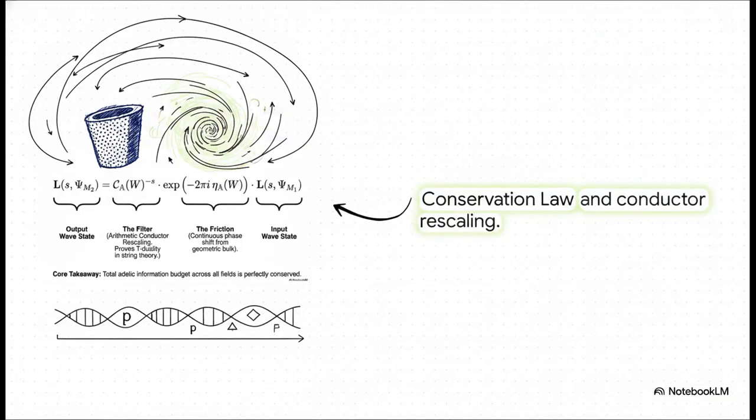Let's actually hold on to this equation for a second, because it is just beautiful to unpack. This is the functional factorization identity. The output wave state on the left equals the input wave state on the right, but it's heavily modified by the bulk spacetime in between. The bulk acts as a filter through the arithmetic conductor rescaling, and it applies friction via a continuous phase shift. This brilliantly illustrates something profound. The arithmetic conductor rescaling elegantly proves T-duality in string theory. If the geometric boundary shrinks, the arithmetic primes cross-shift to compensate. The total Adelic information budget across all fields is flawlessly, completely conserved.